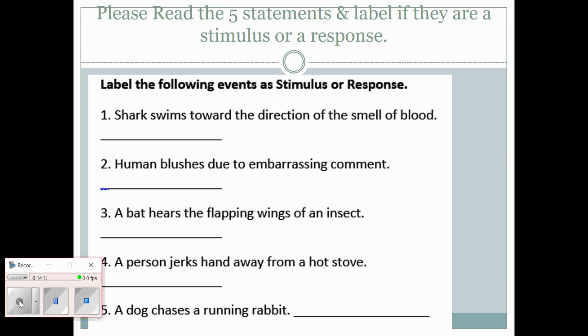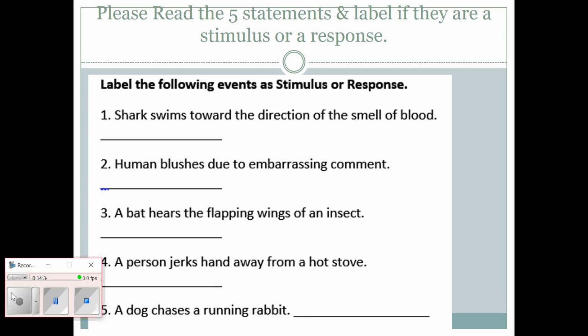Smell of blood is the stimulus, and of course the shark swimming is the response. Number 2, human blushes due to embarrassing comment. Embarrassing comment is the stimulus, human blushing is the response.